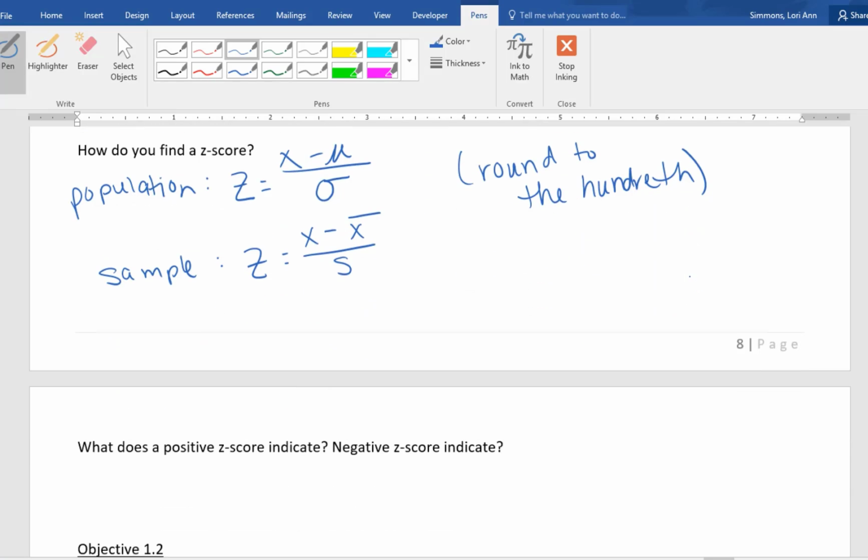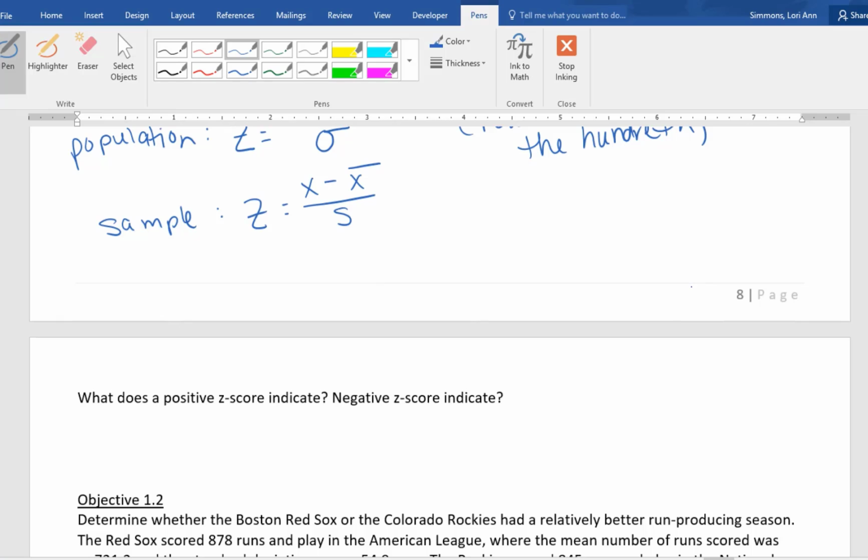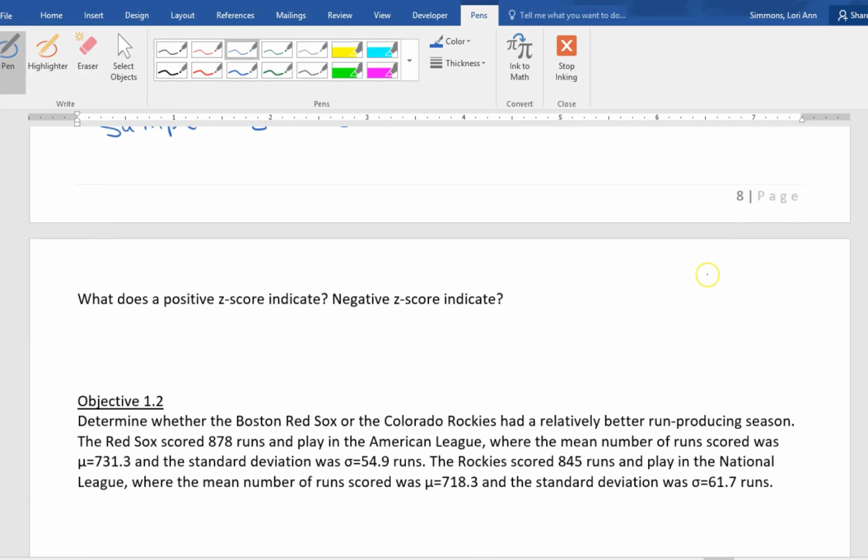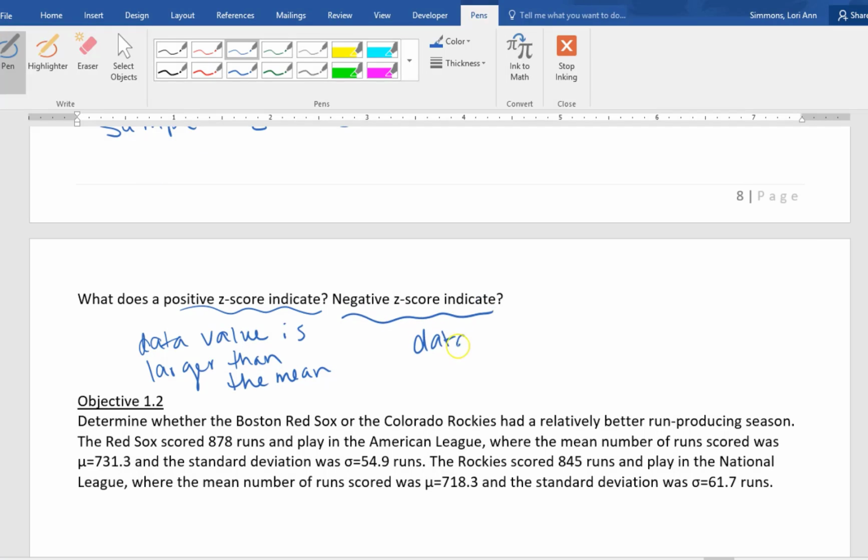So again, a z-score is the number of standard deviations an observation is above or below the mean. So what would a positive z-score indicate? That means that the data value is larger than the mean. Then a negative means the data value is smaller than the mean.